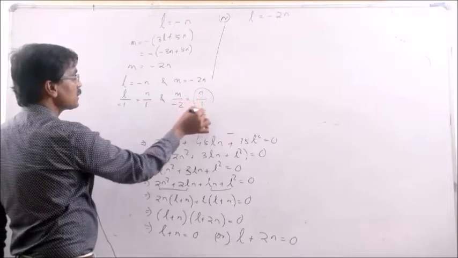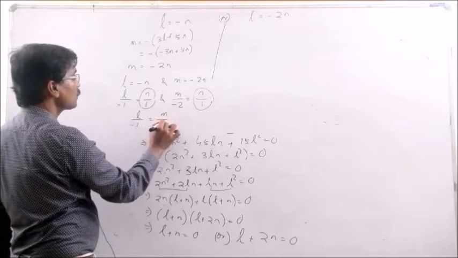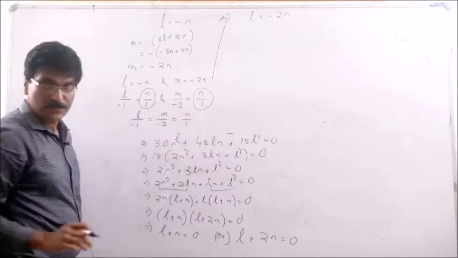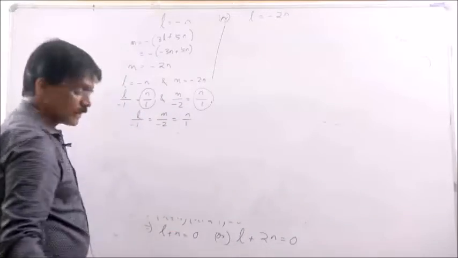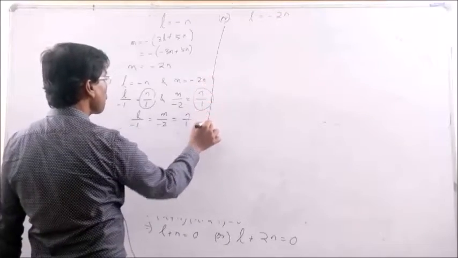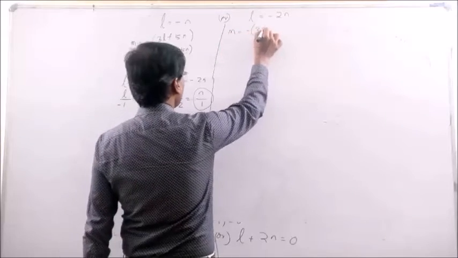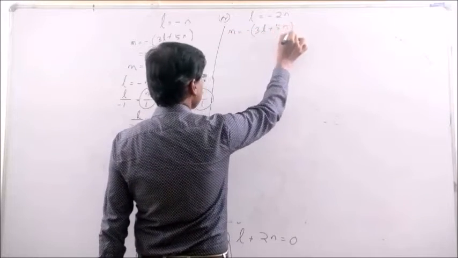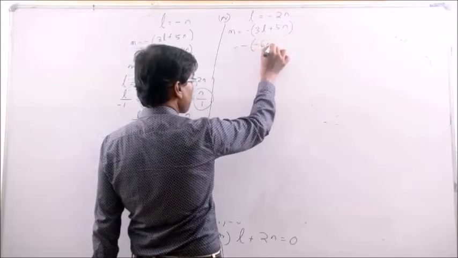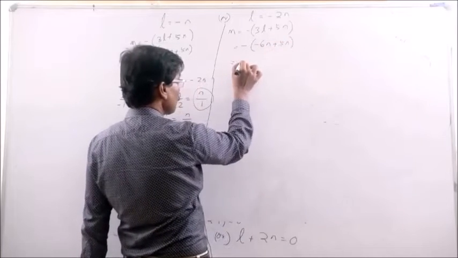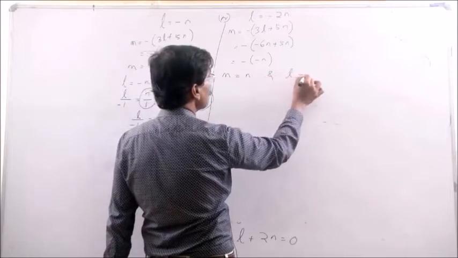So both sides n by 1 are equal. So l by minus 1 is equal to m by minus 2 is equal to n by 1. So this is one condition, and the other condition is l is equal to minus 2n. So m is equal to minus 3l plus 5n. So that is equal to minus 6n plus 5n, that is equal to minus of minus n. So m is equal to n and l is equal to minus 2n.